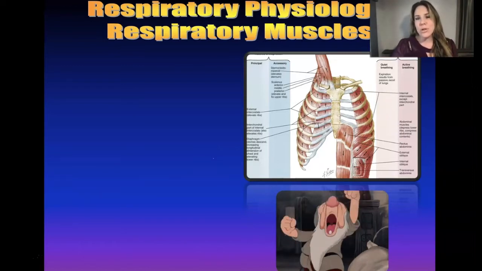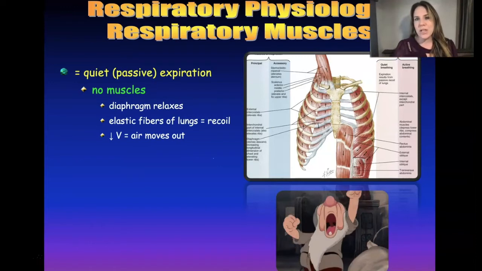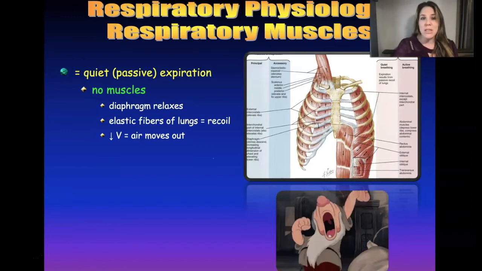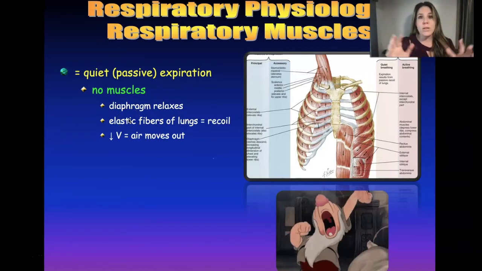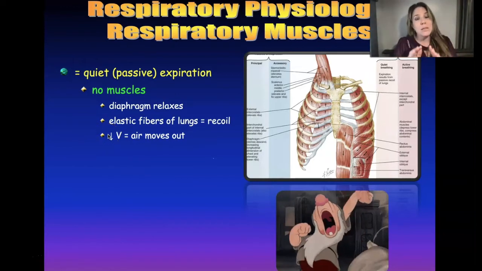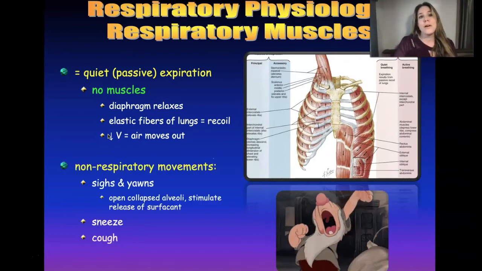So we've talked about just normal breathing, and we've talked about forced inspiration and forced expiration. But let's look a little bit closer at quiet or passive expiration. So when we're just breathing out some air normally, we actually don't need to really engage muscles specifically. It's kind of a passive process. The diaphragm is just relaxing on its own, and those elastic fibers of the lungs are going to recoil. So it's going to just return the lung volume back to normal without the help of added muscles. So passively, that volume is going to decrease, bringing up the pressure inside the lungs, and that air is going to move out.